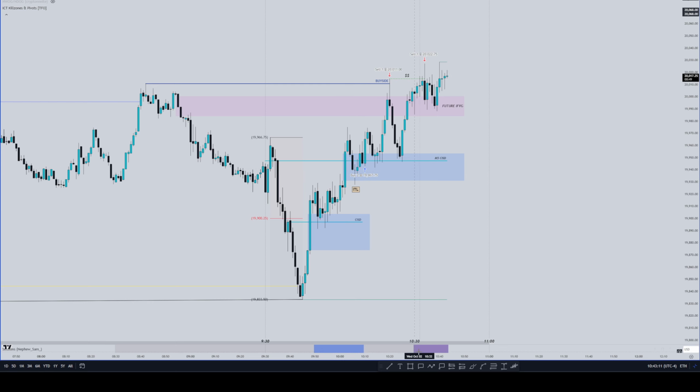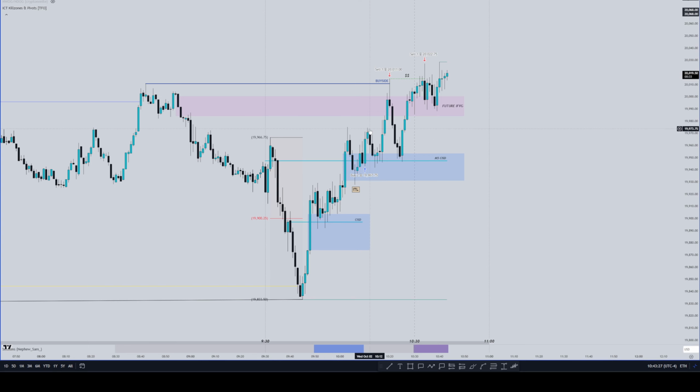I would have liked, in hindsight, to have entered right here at 10:05 as we traded into this fair value gap and into the breaker. That would have been an optimal entry. Stop would have been the same thing, right down here, below the breaker and below the fair value gap.